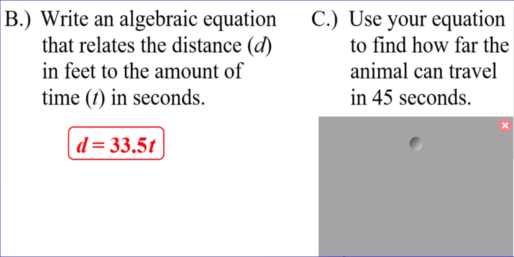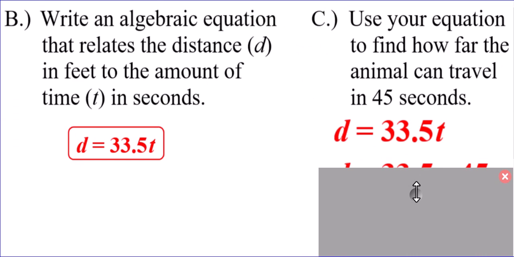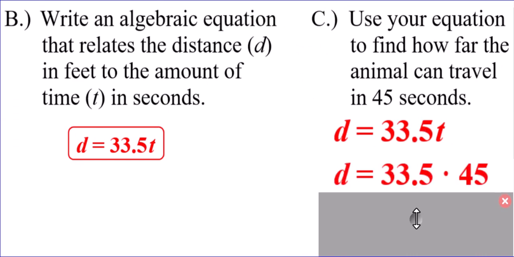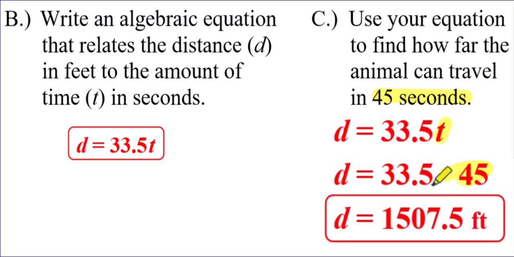Part C, use your equation to find out the distance for how far it can travel in 45 seconds. 45 seconds is the time, so that replaces the T. So all you have to do is multiply: 1,507.5. You do not need to put a zero. This is not dollars and cents, so you don't need a second digit after the decimal point. It is distance in feet.